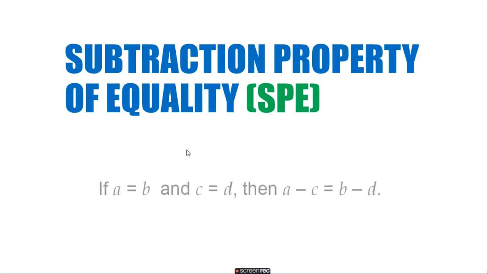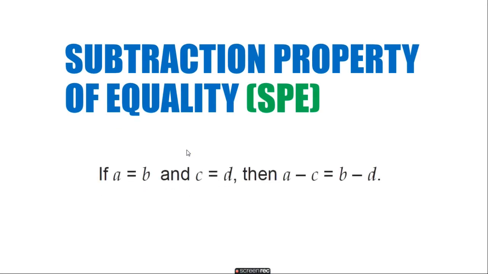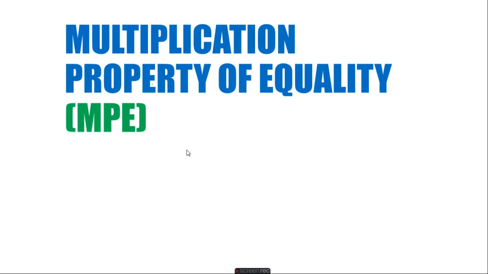Next, the subtraction property of equality. In this case, if a is equal to b and c is equal to d, then a minus c is equal to b minus d. So, in the subtraction property of equality, we are just going to subtract all of the numbers also. As simple as that.